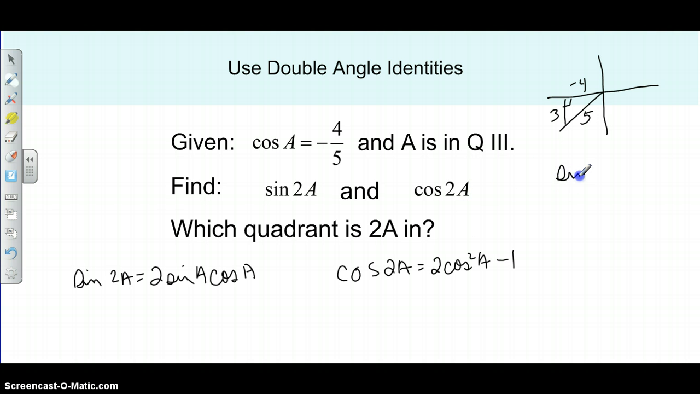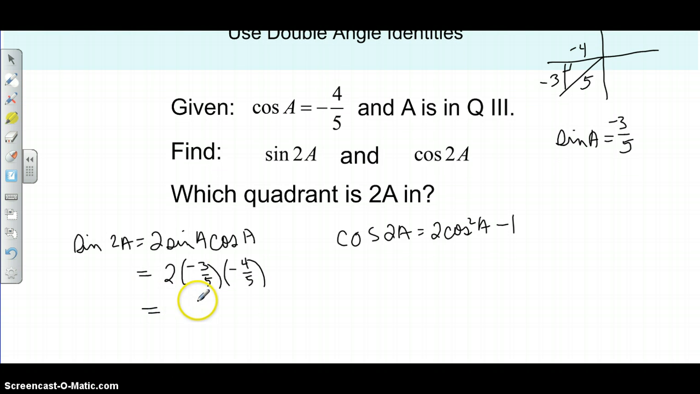I also need to know sine of a in order to solve this problem, and looking at my drawing above, I can do that. Sine, again, in the third quadrant is negative, so sine must be negative 3/5. And again, remember the hypotenuse is never negative. So let's go ahead and substitute in. I'll put a 2 here. Sine of a, again, negative 3/5. Cosine of a was given. It is negative 4/5. And then I'm going to simplify.